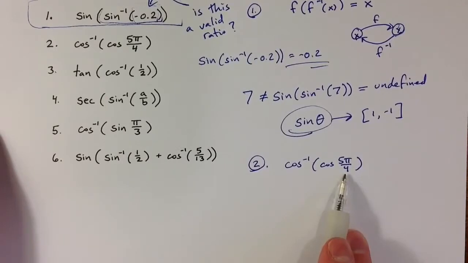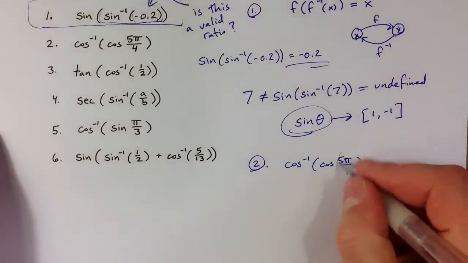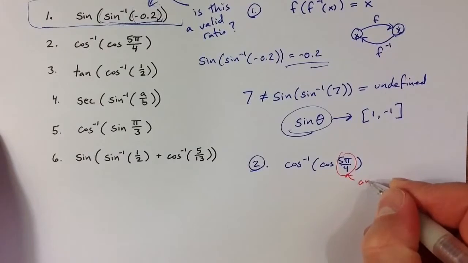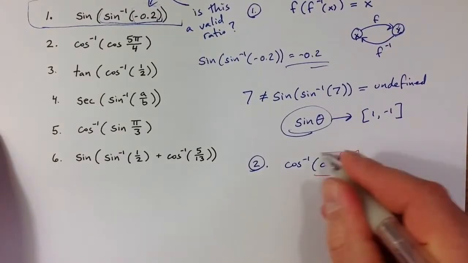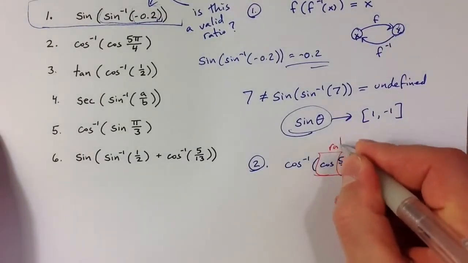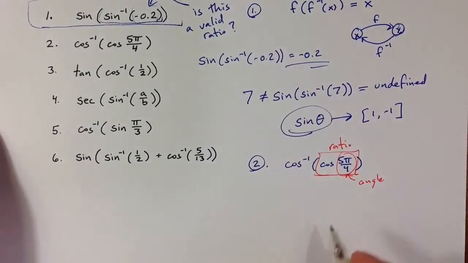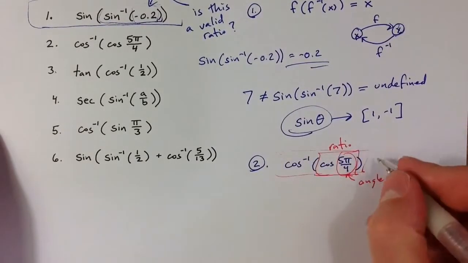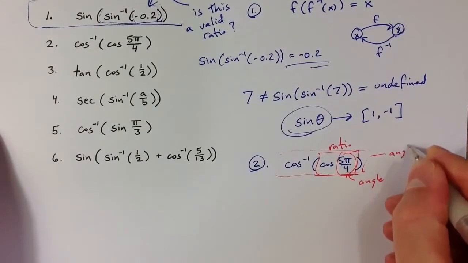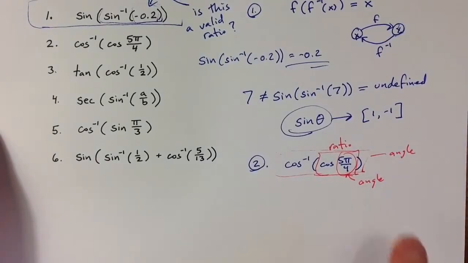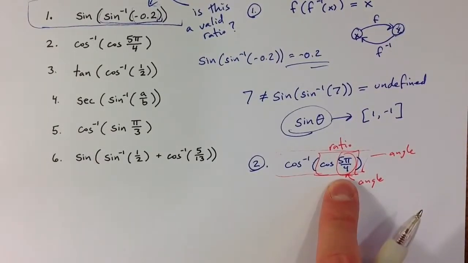It's an angle because I know it represents an angle because it's going into the cosine function. So the cosine function will return a ratio. So this is an angle. The cosine function returns a ratio, and then inverse cosine takes that back to an angle. So our instinct might be to say the answer has to be 5 pi over 4, but that's not necessarily going to be the case.